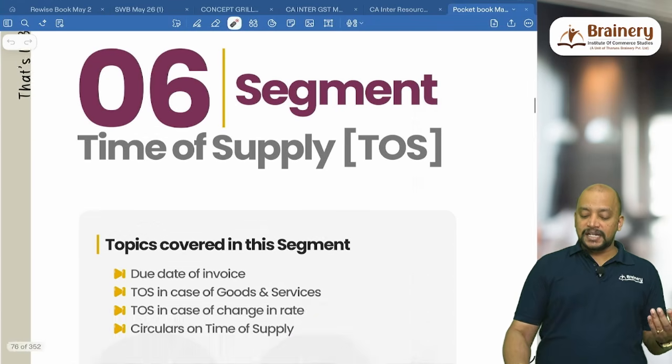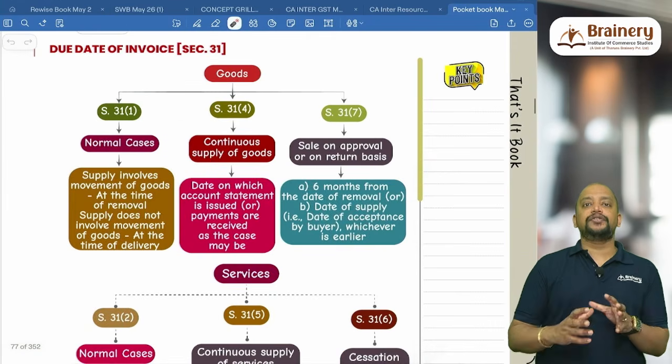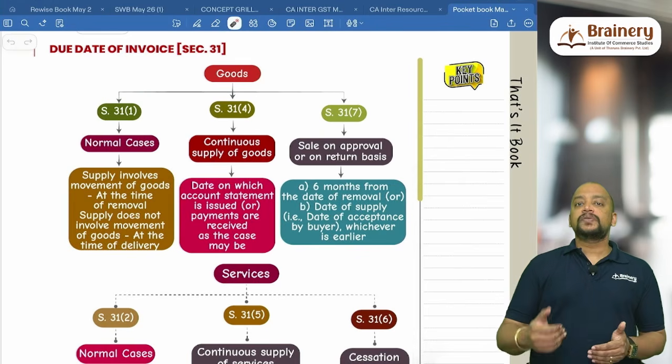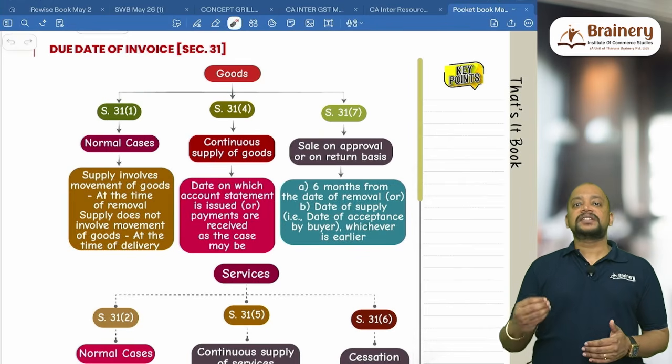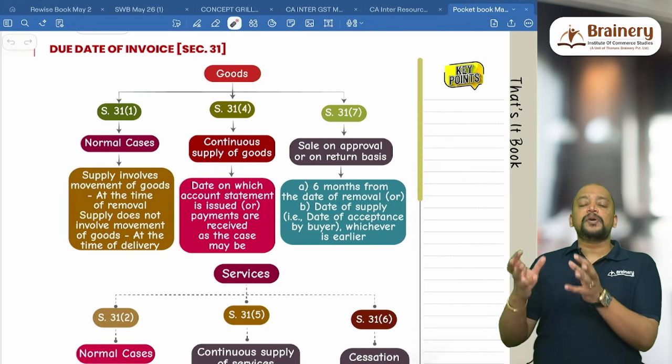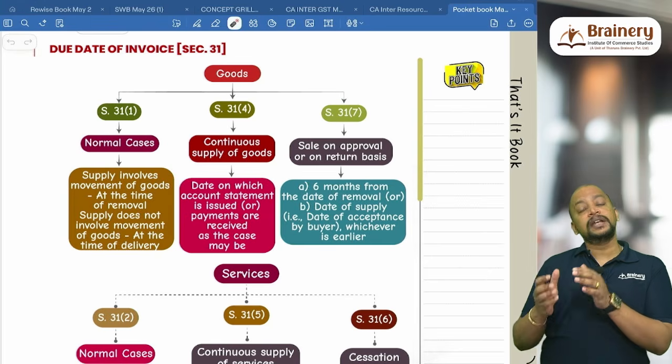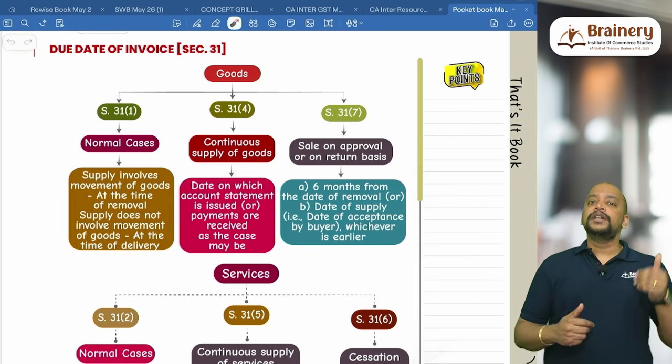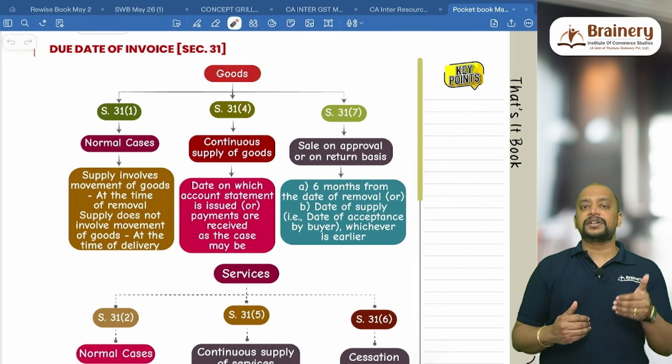Time of supply is relevant for the purpose of determination of due date of payment of GST as well as exchange rate as well as the rate of GST. But the time of supply for a particular transaction again depends upon the due date of invoice. That due date of invoice is given under section 31.